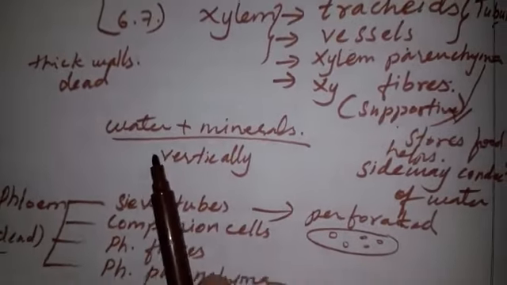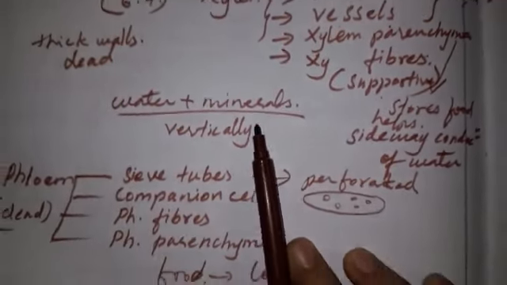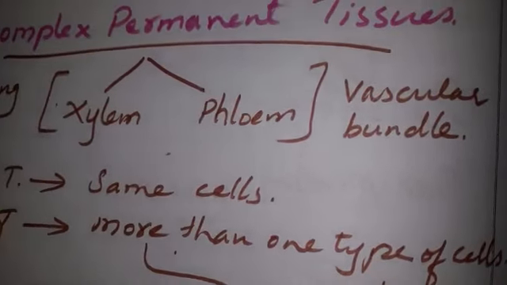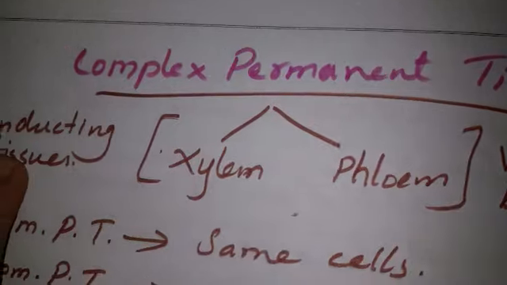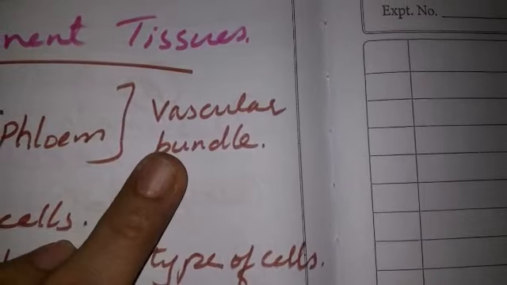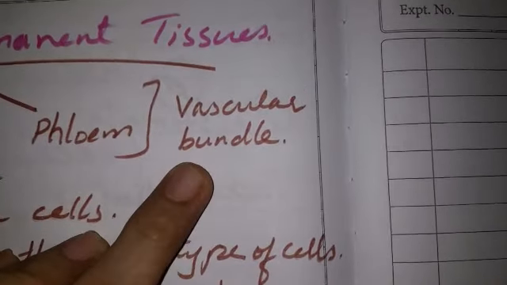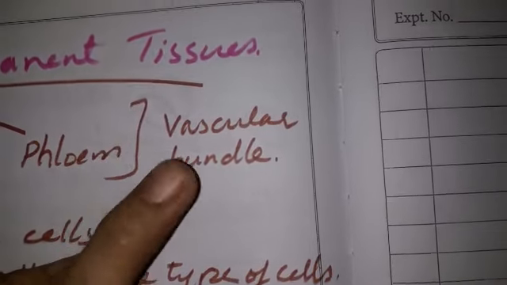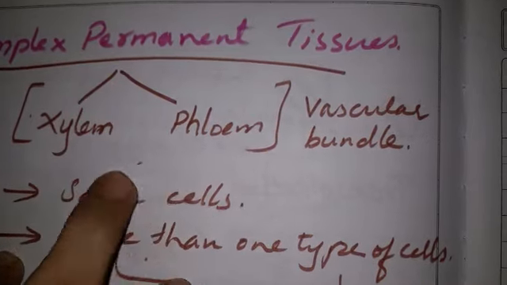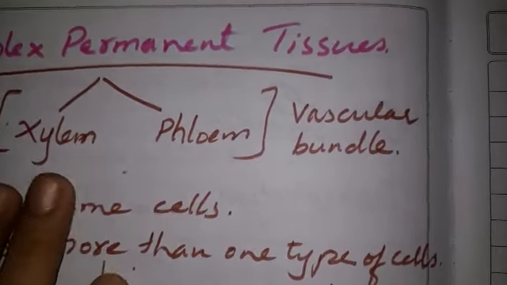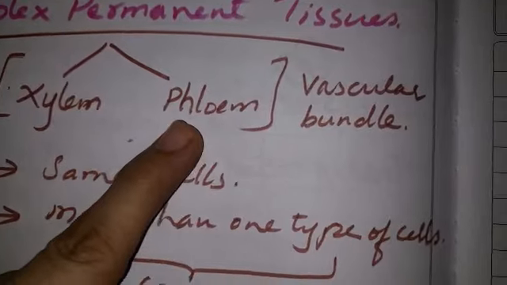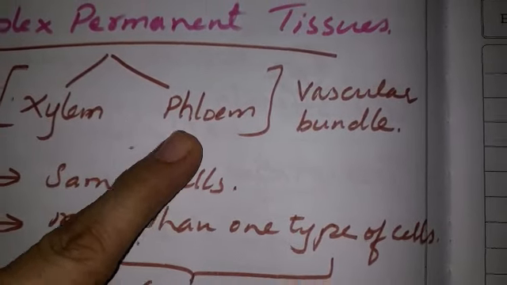Along with the water, xylem also conducts minerals. As xylem and phloem are conducting tissues, together they are called conducting tissue or vascular bundle. So when we say vascular bundle, we mean xylem and phloem. Xylem conducts water and phloem conducts food, which is prepared in the leaves of the plant.